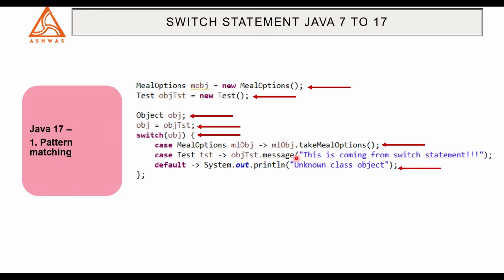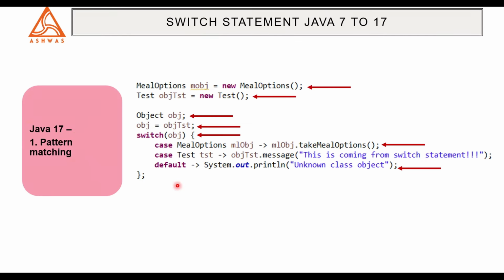If I do not find any matching object, I say, okay, you've sent me some unknown class object, and I use the default case. I end my switch. Now, this is how you use pattern matching in Java 17 using switch expression. So if you're trying this code snippet by yourself, make sure that you have Java 17 or above installed on your system.